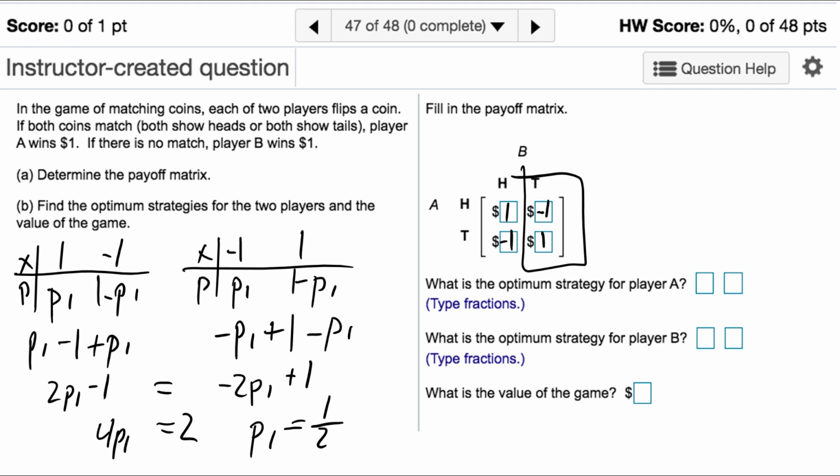So A is going to play their first strategy, heads, 1/2 of the time, which also tells us they're going to play tails 1/2 of the time as well. All right, so that is the optimum strategy for player A. Next, we want to find the optimum strategy for player B.